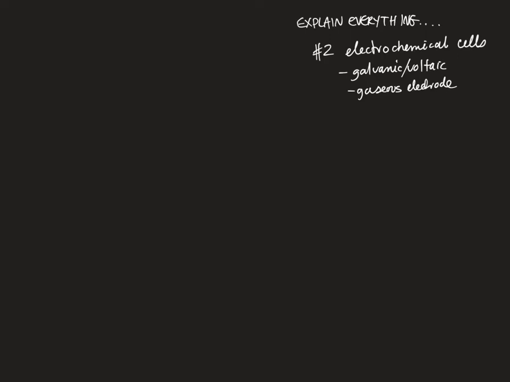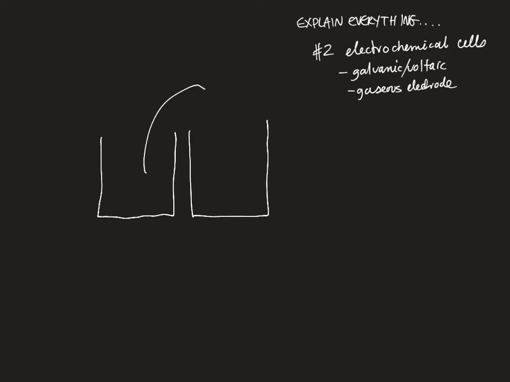This Explain Everything is about electrochemical cells. We're going to look at galvanic, voltaic cells, the spontaneous, but look at what happens when we have a gaseous electrode. First of all, let's create two half reactions that are connected by a salt bridge. And on this right hand side, I'm going to put a sort of way we describe a gaseous electrode.